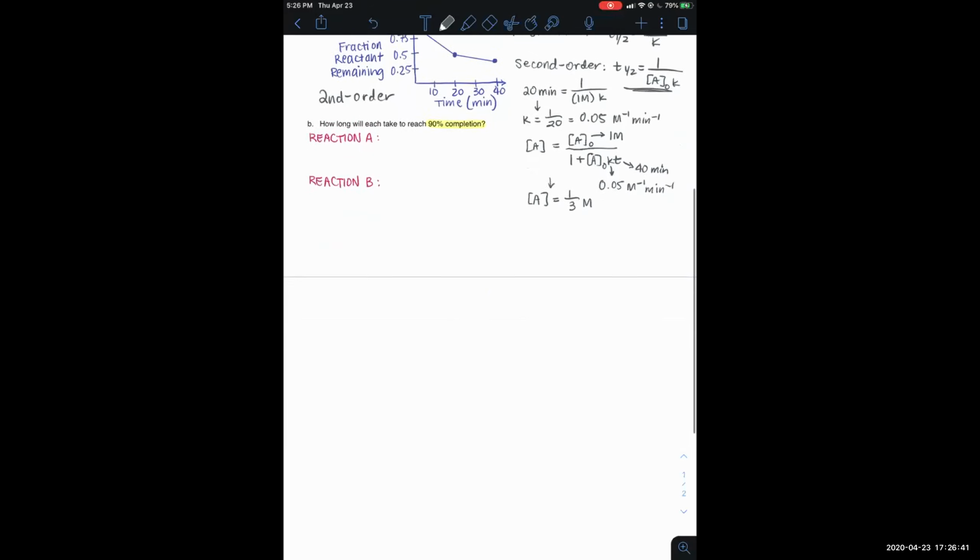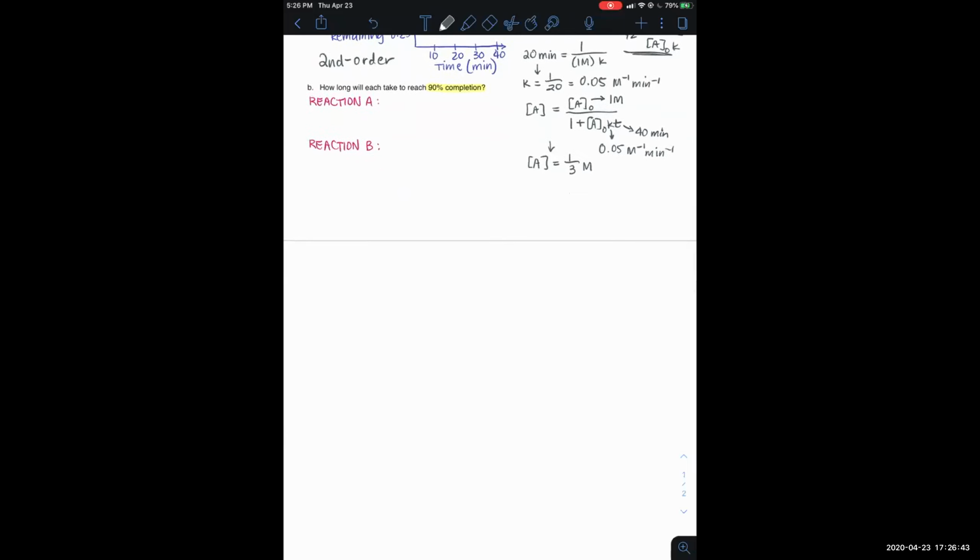So then we can move on to part B, and part B asks, how long will it take each reaction to reach 90% completion? So 90% completion would mean that 90% of the reactant has been converted to product. So 10% of the reactant is remaining.